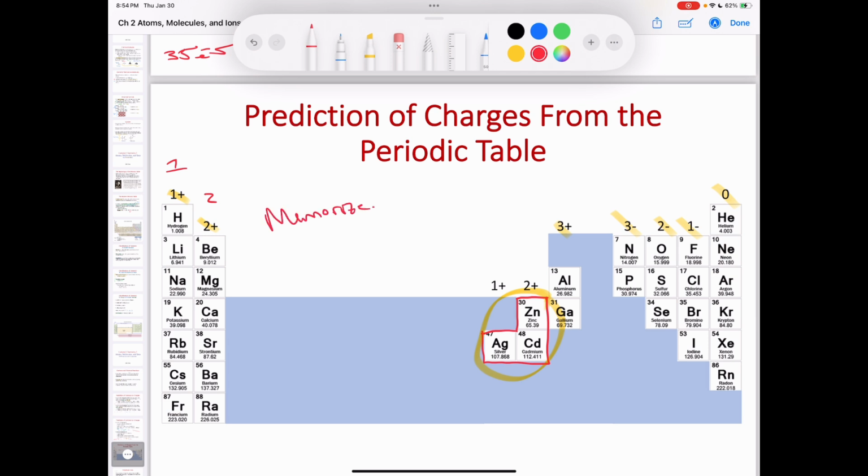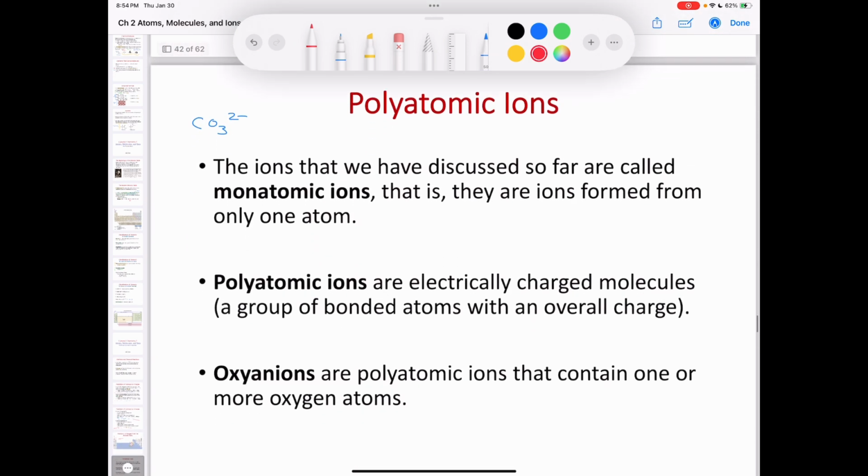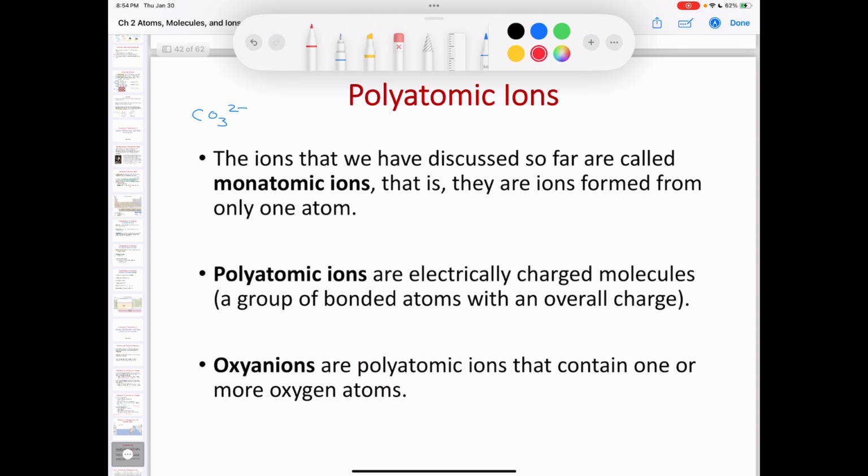And the more you use it, the more you're going to become accustomed to it, and you're going to start to remember that calcium is always 2 plus, potassium is always +1, sulfur is always 2 minus, etc. So a polyatomic ion, you can see I scribbled one on here. All the ions that we have discussed thus far are called monatomic ions. That is, they're ions formed from only 1 atom.